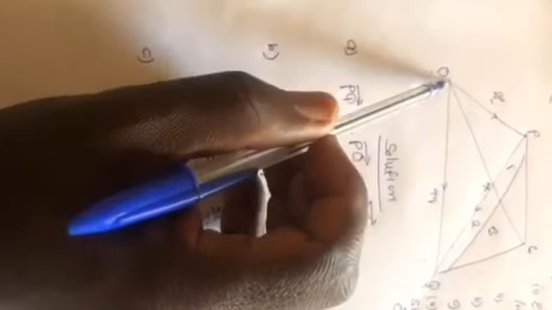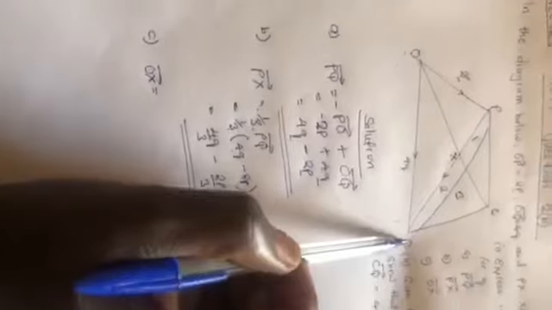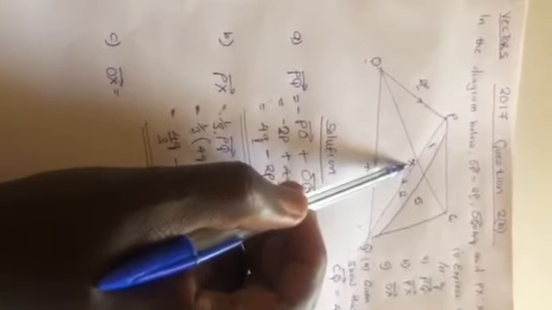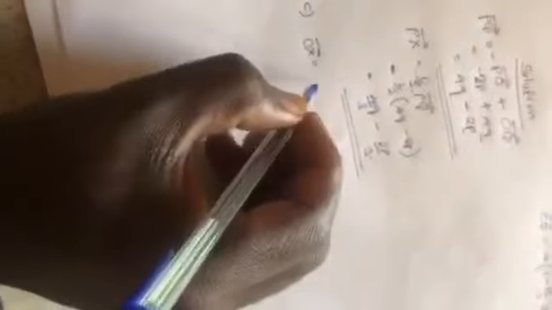You can find OX by moving OQ, then QX. Or if you want, you can say OP, then PX. So here it will be easy for us because we've already found PX. So we are going to use this same route. So we are going to move from OP, which is vector OP plus vector PX.